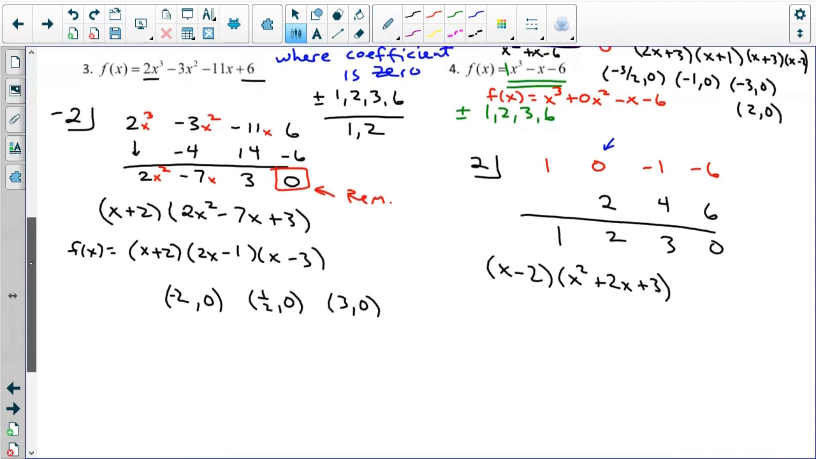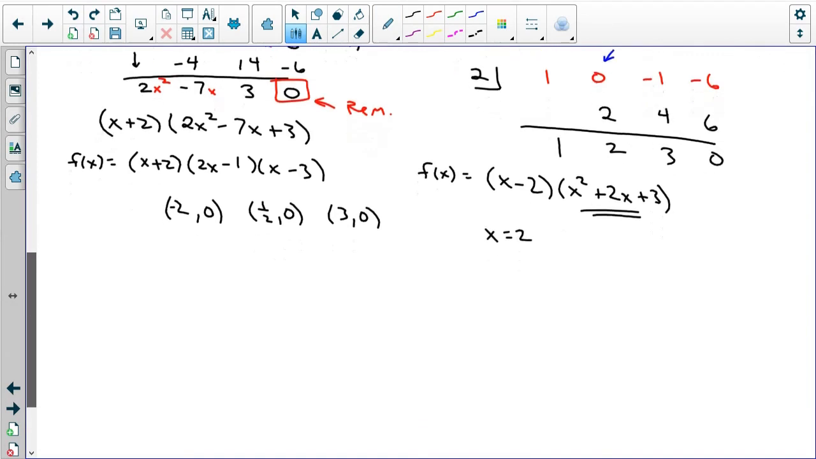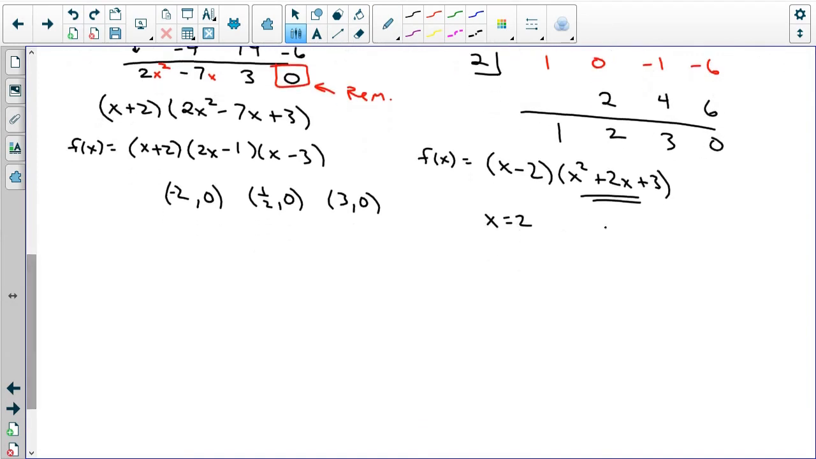And if I look at x squared plus 2x plus 3, that does not appear to be factorable. So it looks like I have a root at x equals 2, and then I would have to do the quadratic formula on this one. So x equals negative 2 plus or minus the square root of b squared minus 4 times a times c all over 2 times a. And just based on looking at this, it appears to be imaginary roots. So my only real x-intercept is at 2, 0.